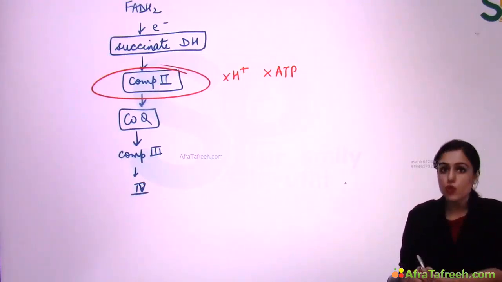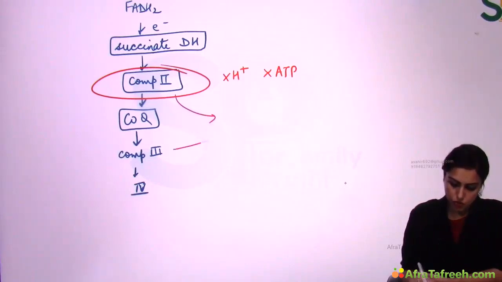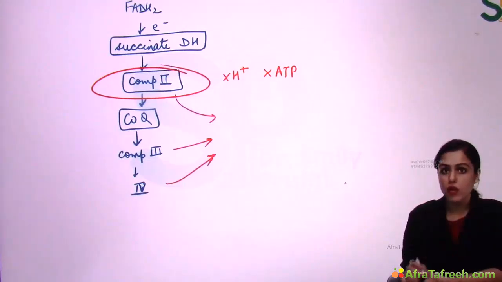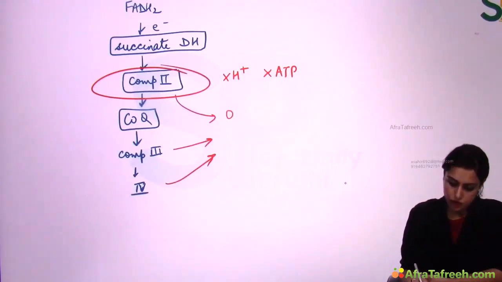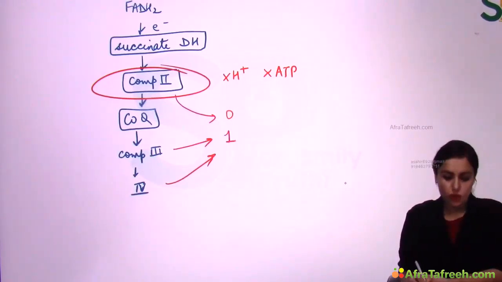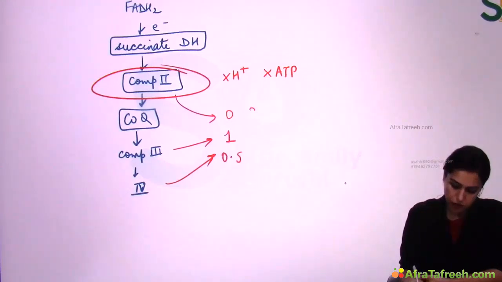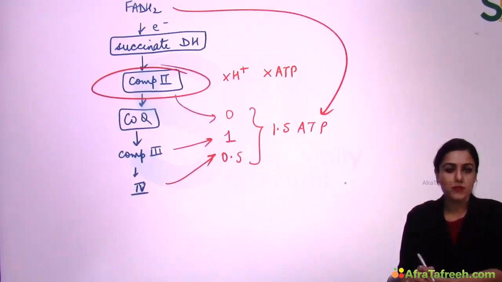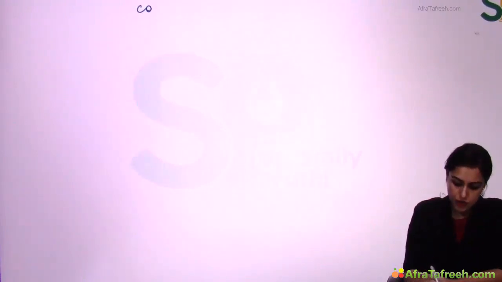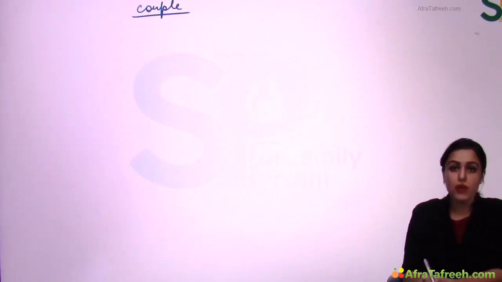So in this route of FADH2, complex 2, complex 3 and complex 4 are involved. Complex 2 gives 0 ATP. Complex 3, you know, gives 1 ATP. Complex 4 gives 0.5 ATP. So this total is 1.5 ATP. You know that FADH2 gives 1.5 ATP. Now, the next thing I'm going to tell is coupling.